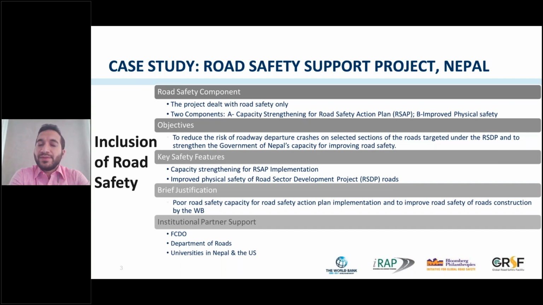Project objective was very simple. This is to reduce the risk of roadway departure crashes on selected sections of the roads targeted under the Road Sector Development Project and strengthen the government of Nepal's capacity to improve road safety. This is ample justification to have this project. There are 3 partners: FCDO, Department of Roads, and universities in Nepal and the US. GRSF helped throughout the project.